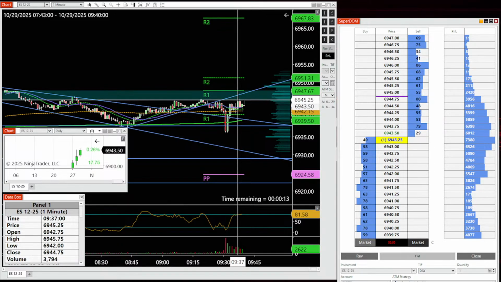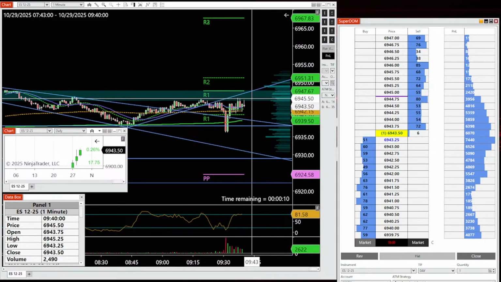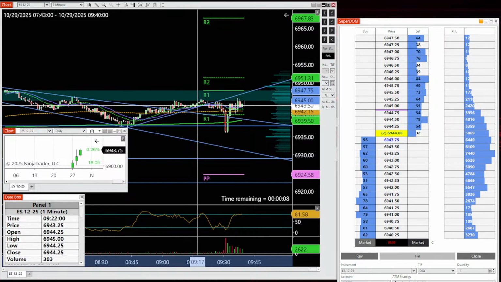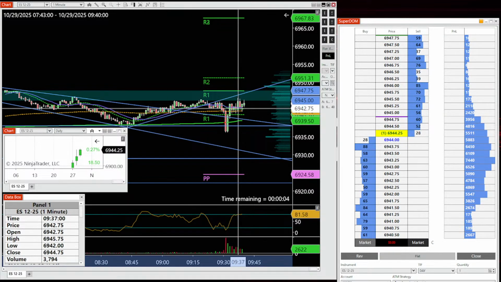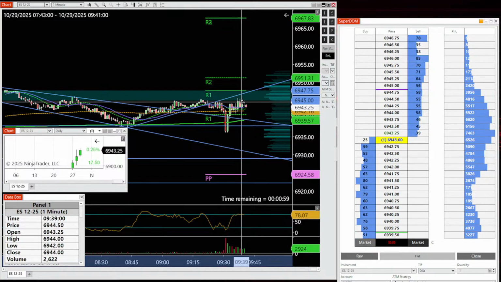But every time we come into this area here, we get rejected. Come into the area, get rejected. Came to 45.75, got rejected.